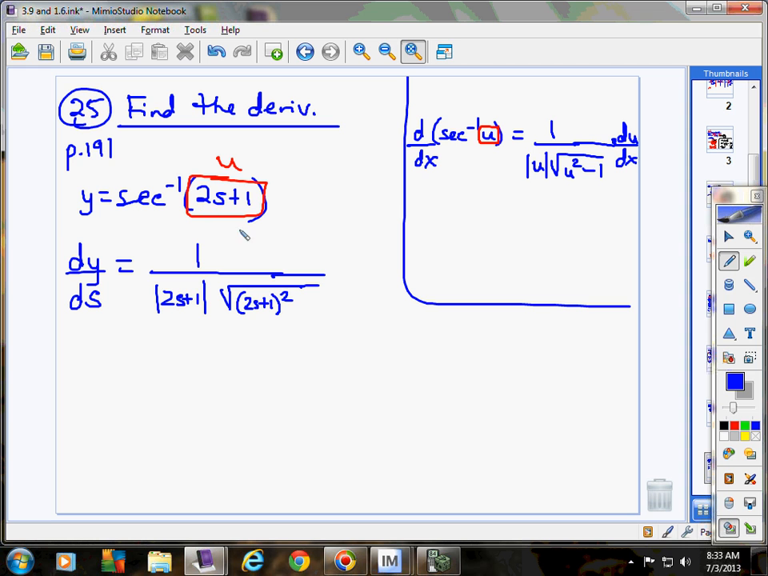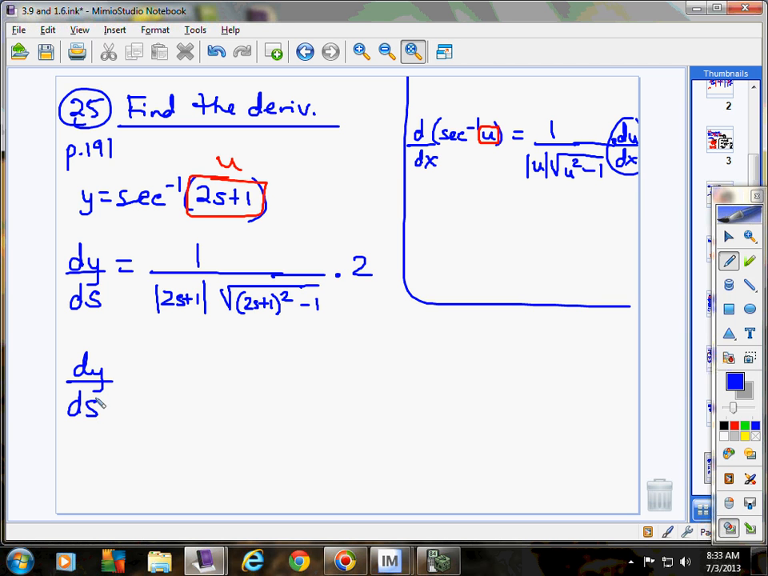Square your u junk. Squaring that doesn't mean 4s squared plus 1. You don't square each little part and write 4s squared plus 1. You're going to have to FOIL this out. Minus 1 times the derivative of the thing, and the derivative of 2s plus 1, group 4, is what? 2, right. Got an extra 2 at the end. That came from that.